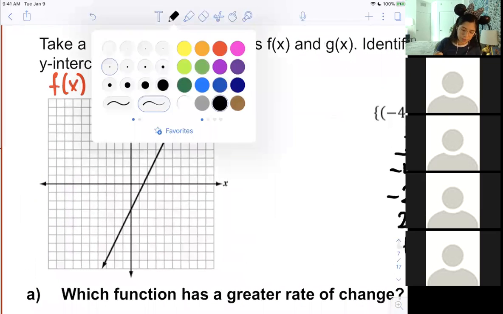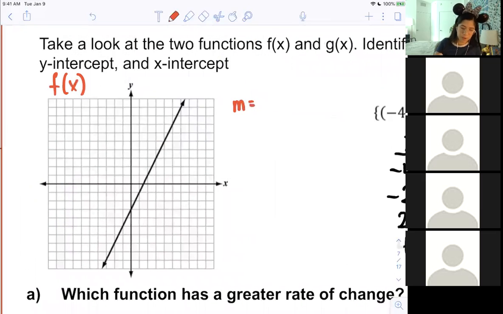How do I figure out the rate of change? The slope. Find two perfect points. And by the way, this graph is going by ones, so each box is 1. So where do I see one perfect point?